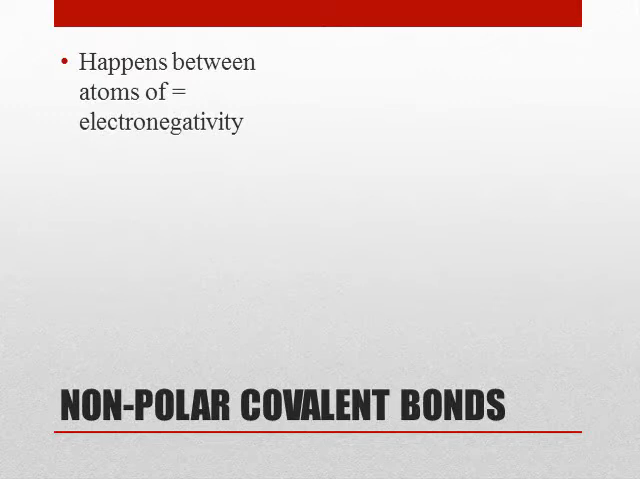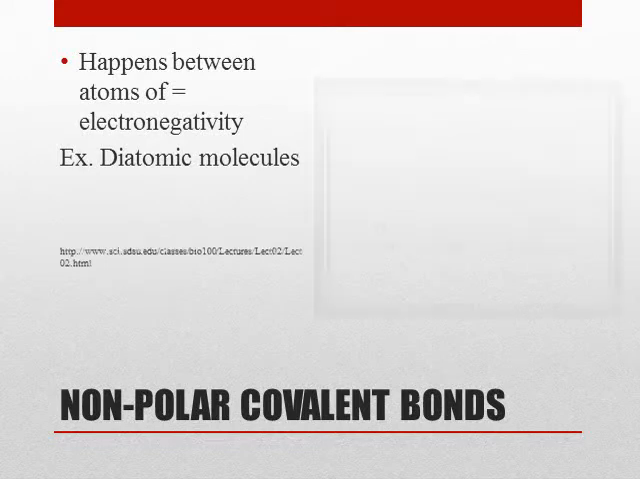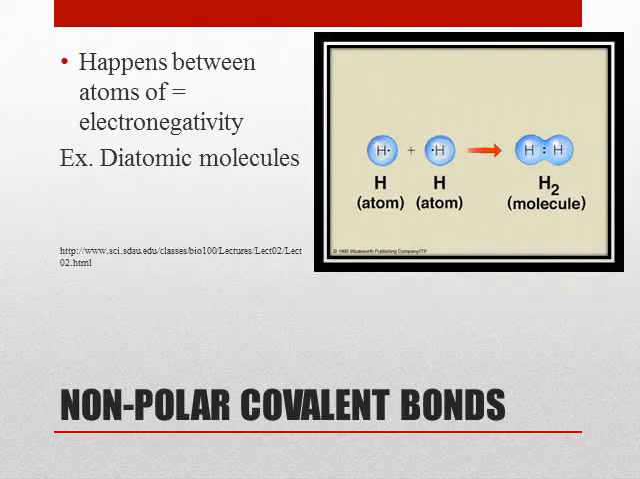So if we happen to have a compound where the atoms have equal electronegativity, which happens in the case of diatomic molecules, then we get what we call non-polar covalent bonds forming between the atoms, and we get a molecule that is non-polar. Hydrogen here in the graphic is a good example. Hydrogen to hydrogen, obviously with two hydrogens, they're going to have the same electronegativity number. So the difference between them is 0.